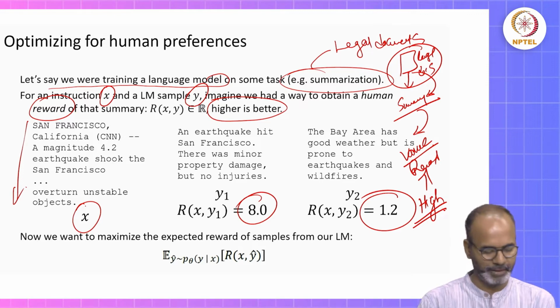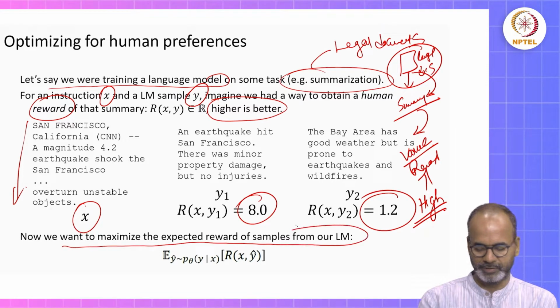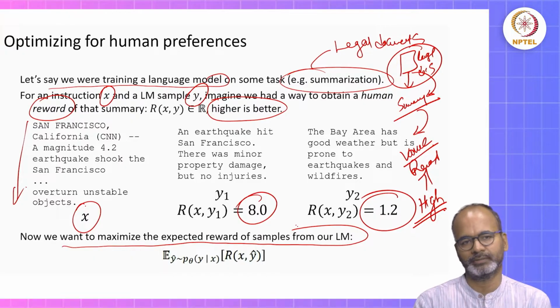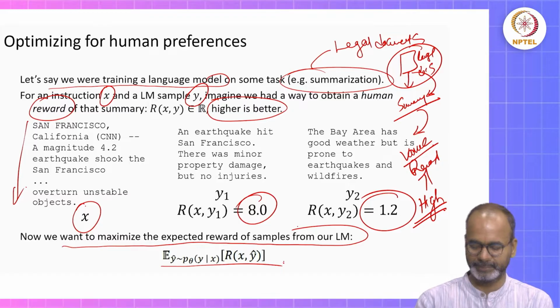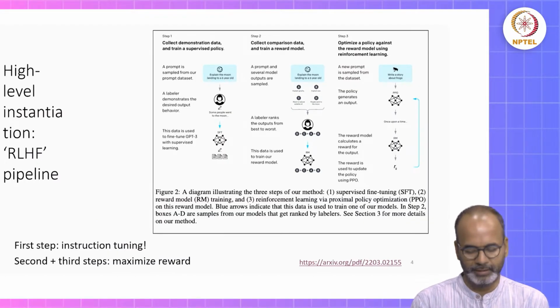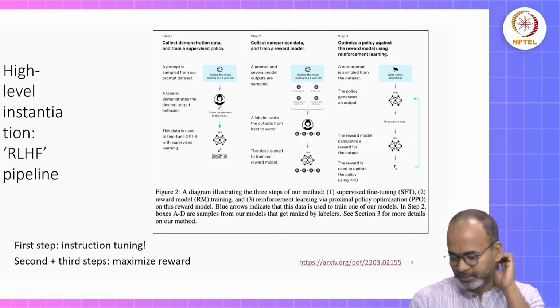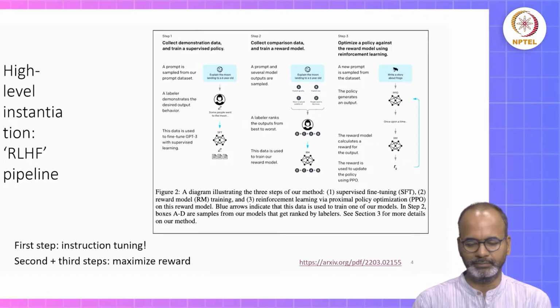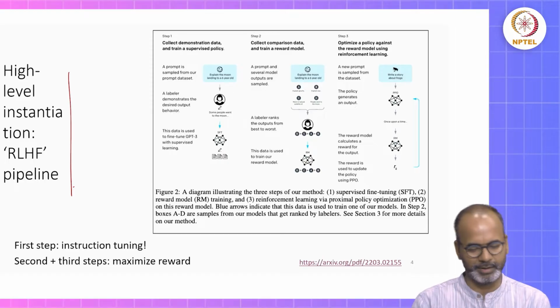So now we want to maximize the expected reward of samples from our language models. All the samples that we are looking at, we want to maximize. That's what this is doing. Here is an image from a paper from OpenAI, which talks about RLHF. So this is what RLHF is.